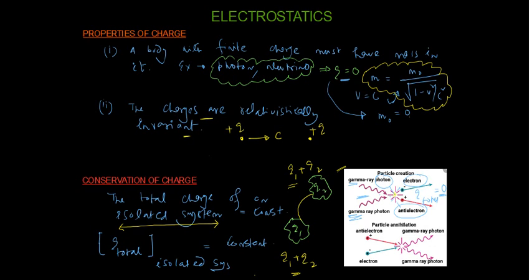Another nuclear phenomenon, pair annihilation, is just the opposite of what we have seen now. In this case, a positron and an electron will collide. As usual, minus e plus e will make it 0. Finally, two gamma ray photons are produced, and photons are neutral. So Q final is also equal to 0. So we are saying Q initial is equal to Q final, right? Let's proceed.